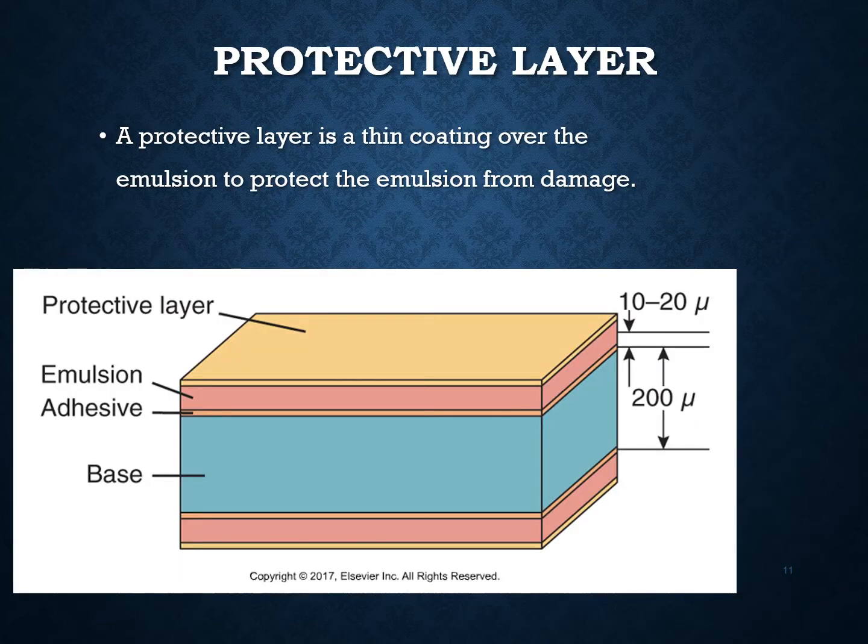And then lastly, there's the protective layer. The protective layer is a thin coating over the emulsion to protect the emulsion from damage. It protects the emulsion surface from manipulation as well as mechanical and processing damage.